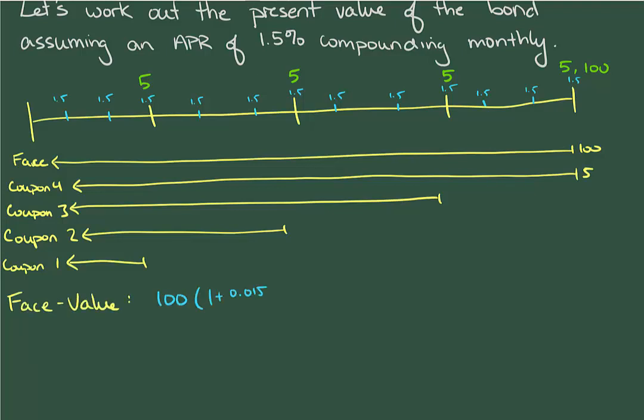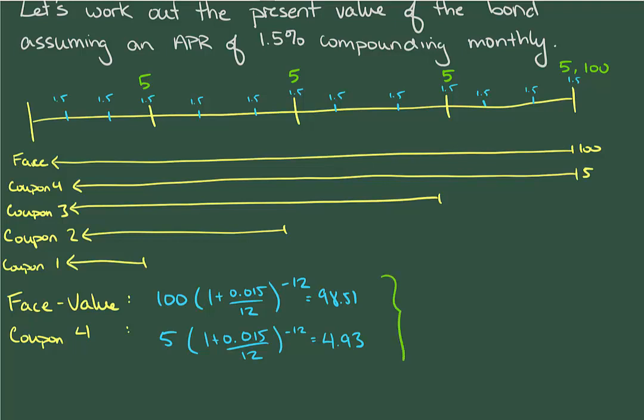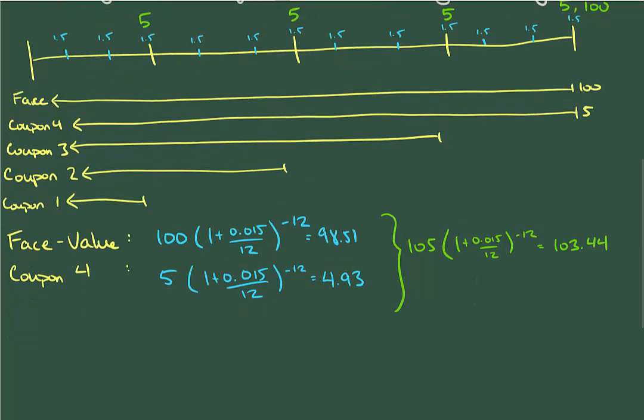We are now familiar with the formulas. So we can find that the present value of the face value is $98.51. The fourth coupon uses the same formula, where only the value of S changes. So we can work that out to $4.93. Now, as I've written it, I've computed these payments separately, but instead you can think of them as a single $105 payment which occurs in month 12, and you can compute the present value that way.